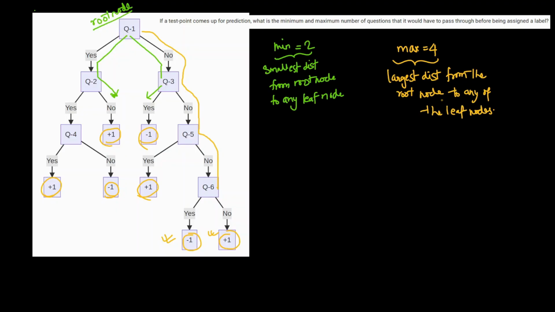So this is how we obtain the maximum and minimum number of questions that a particular test point will have to pass through in order to be assigned a label.